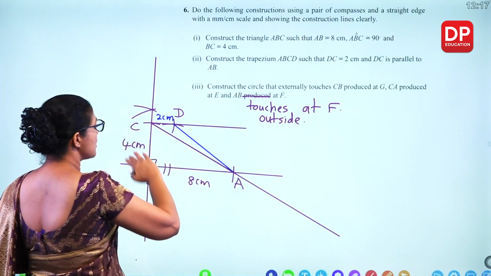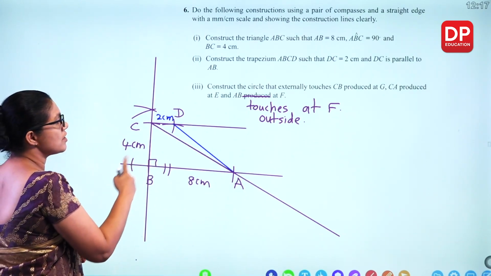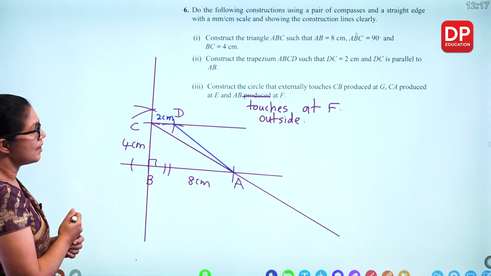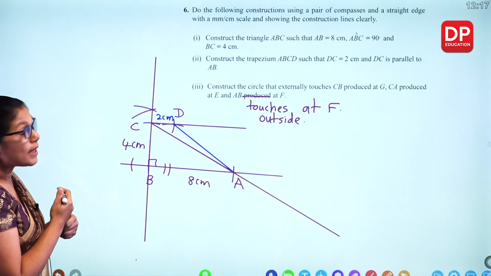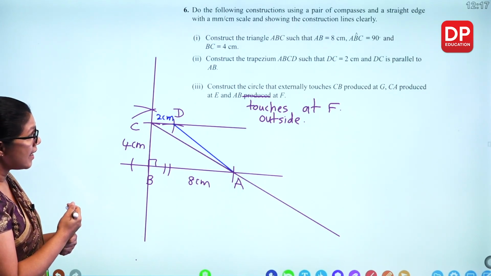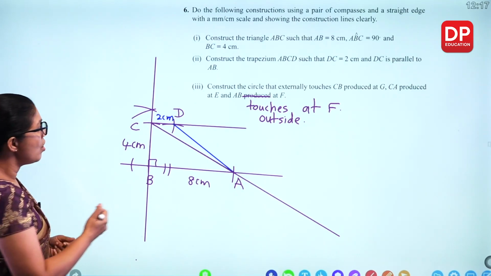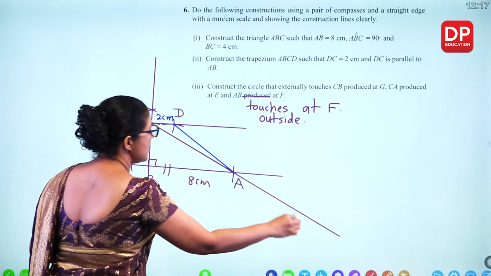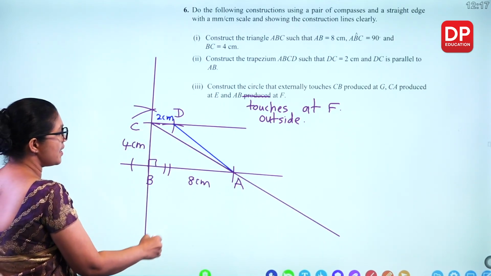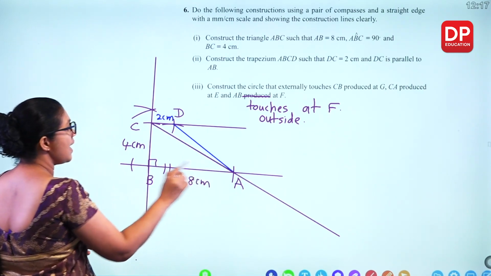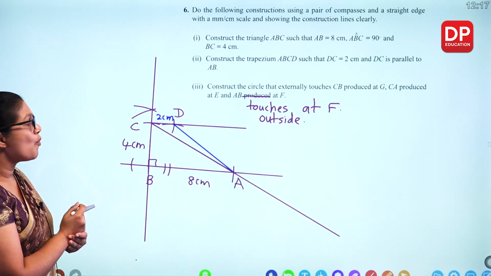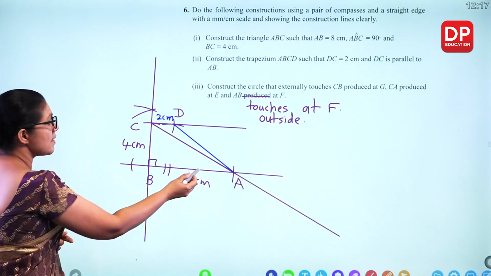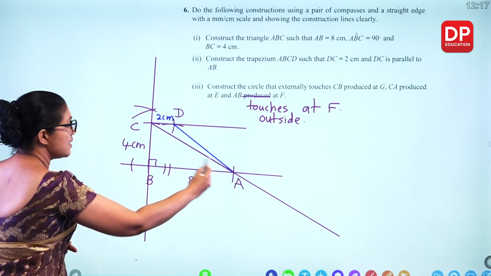So that means outside the triangle, it touches the line. That's F. So you are asking to draw a circle outside that touches CA produced, CB produced and the AB line. So how do we draw that? That's the circle outside.